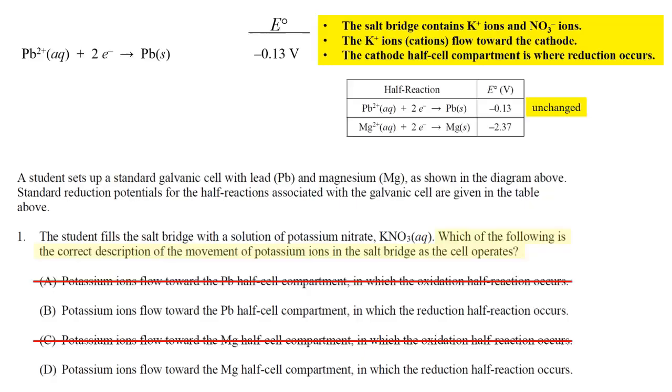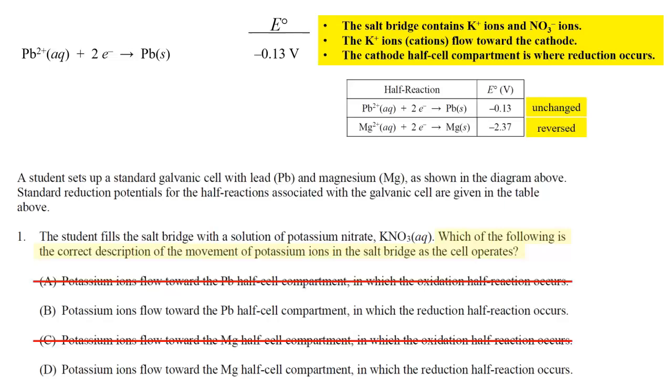So there is lead 2+, gaining 2 electrons to form solid lead. And the cell potential is negative 0.13 volts for that particular half reaction. But since I can't have two reduction half reactions, and obviously I can't have two oxidation half reactions, I need one of each. I need one reduction and one oxidation. I'm going to reverse the magnesium half reaction.